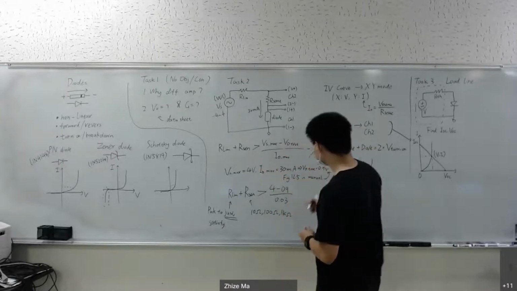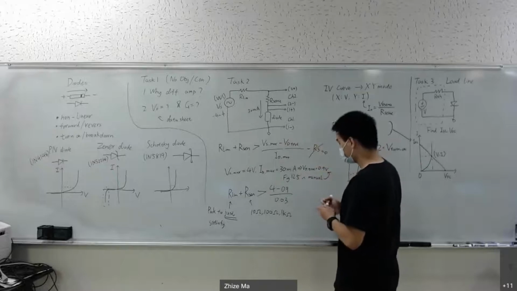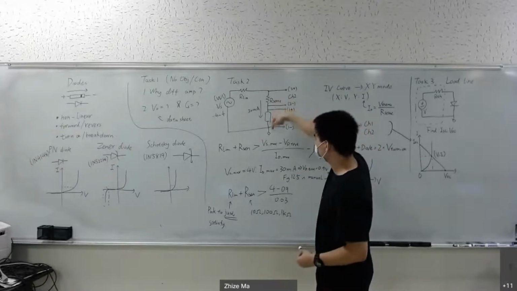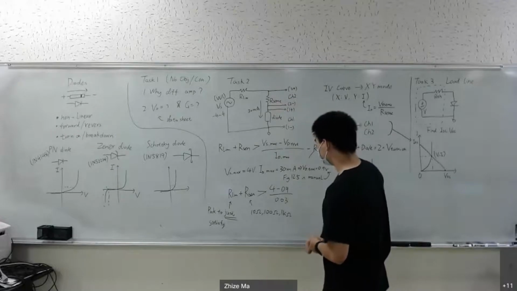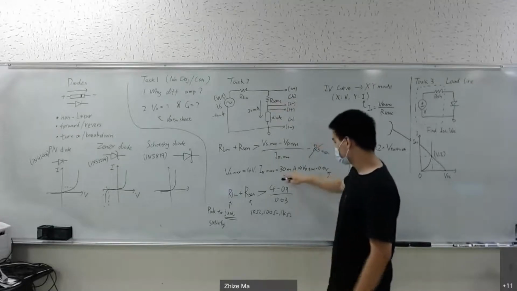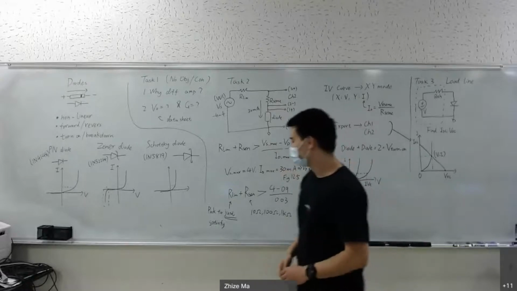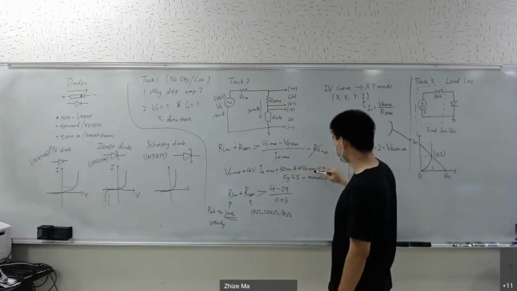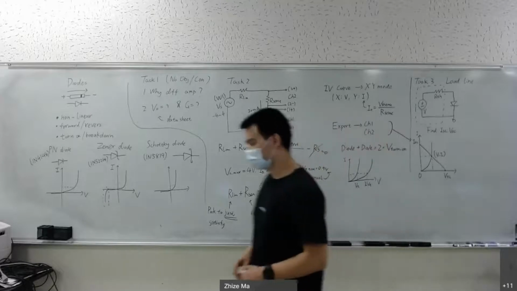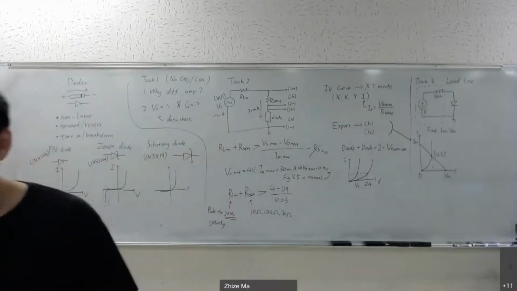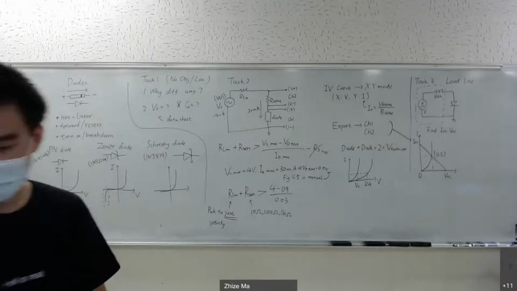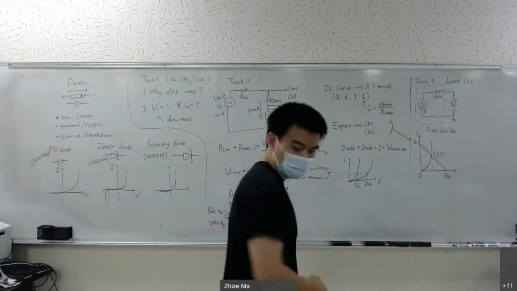And then the ID max, that's the maximum current that can go through this diode. That's also given in the tasks, which is 13 milliamps. And then the last thing you need to know is the VD test. The VD test you can get from the figure 12.9 in the lab manual.